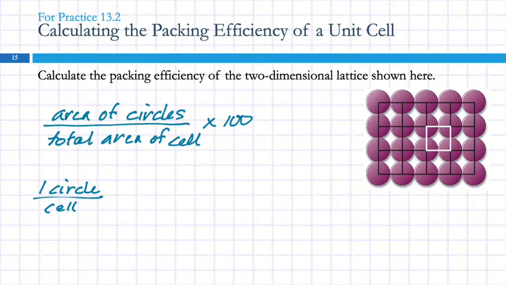Well, what's the area of 1 circle? Pi r squared. So 1 circle would be pi times r squared. Now we don't know what r is, but that's okay. What is the area of this square?